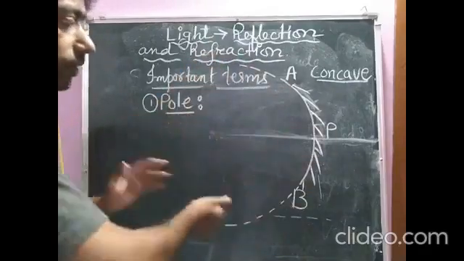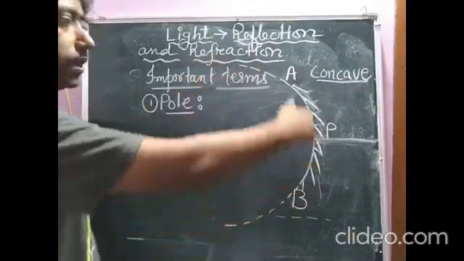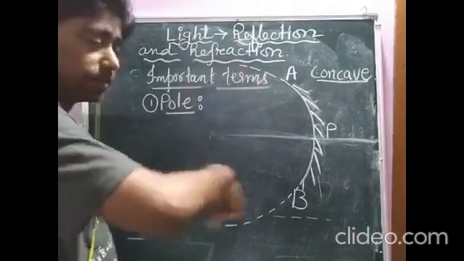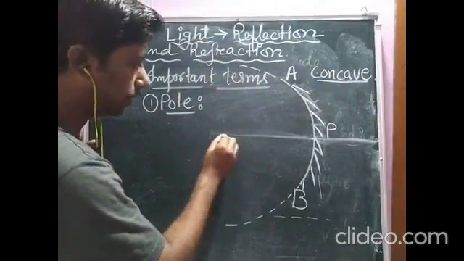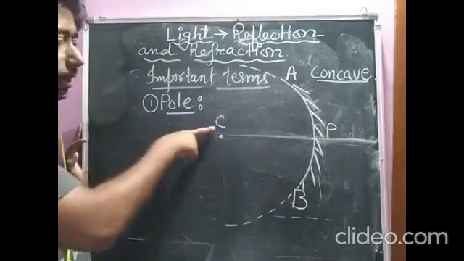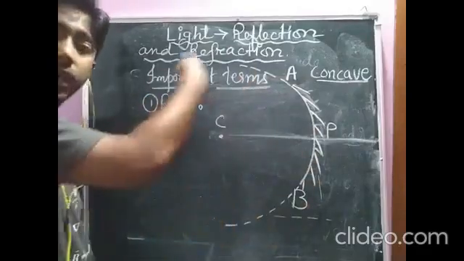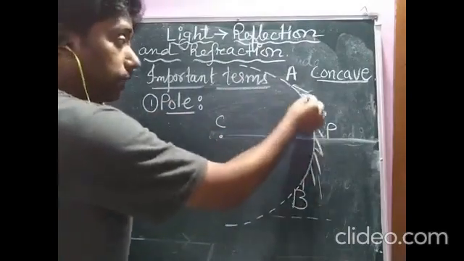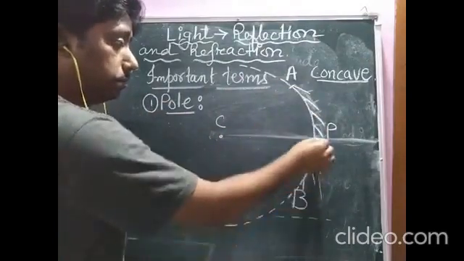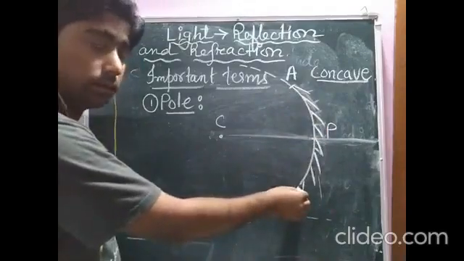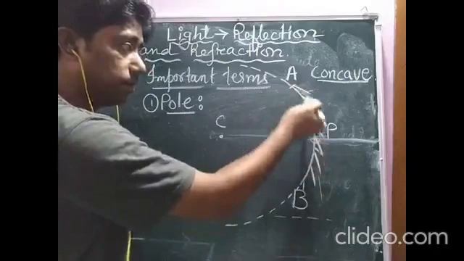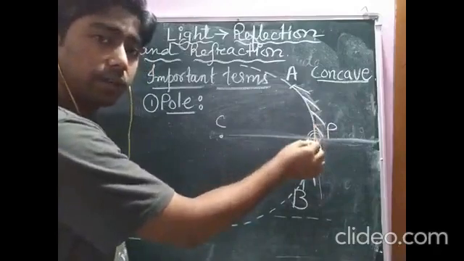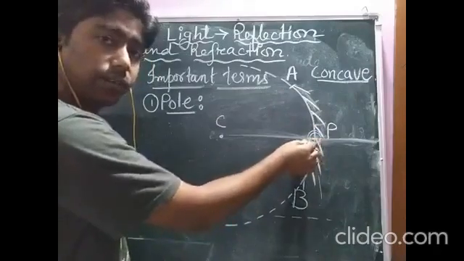Now, the center of that imaginary sphere, since it's a sphere, it will have some center. Let it be C. This C is the center of this imaginary sphere of which the mirror is a part. Now the mirror also has a center. Center means the central portion from all sides. This P is the center of the mirror.